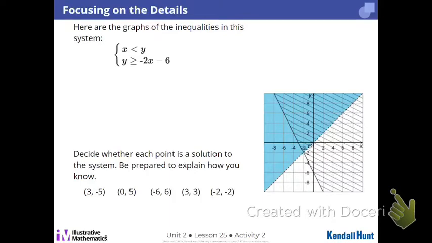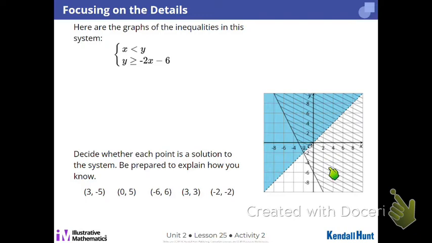All right, so let's talk about these points. You're going to either do a thumbs up for it works or thumbs down for it doesn't work. You all have thumbs, so I'm not excluding anybody. Okay, so for the first one, (3, -5). Thumbs up if it works, thumbs down if it doesn't work. (3, -5). Okay, so let's check out where (3, -5) is.